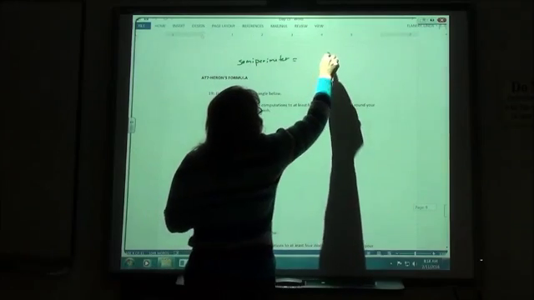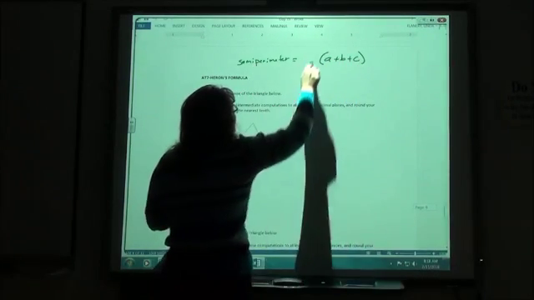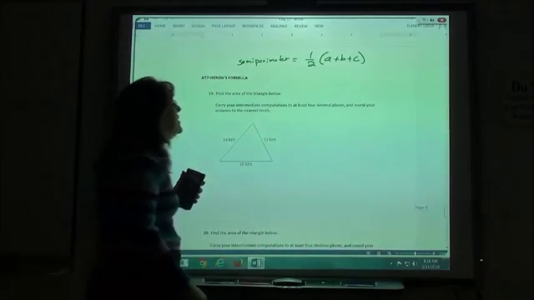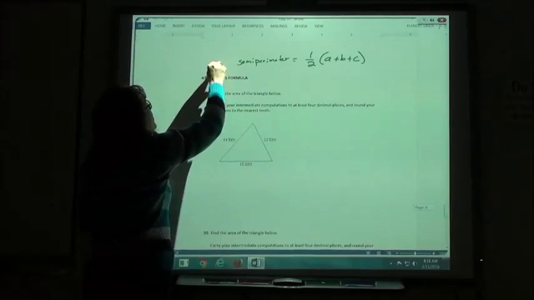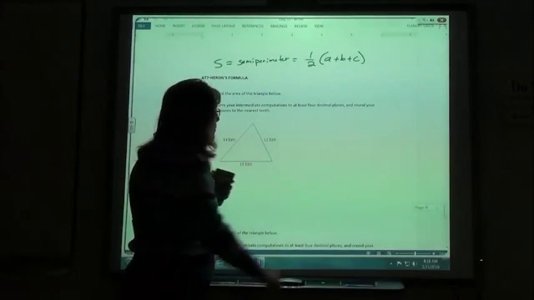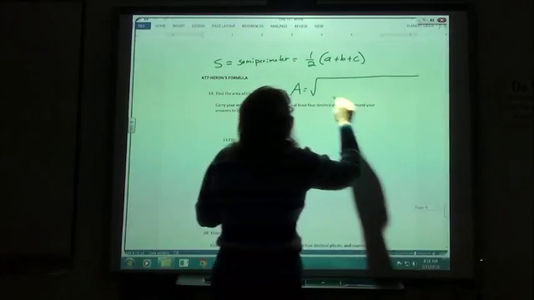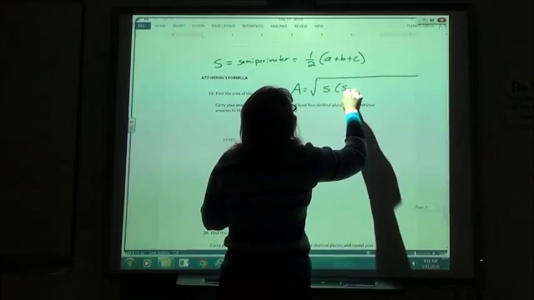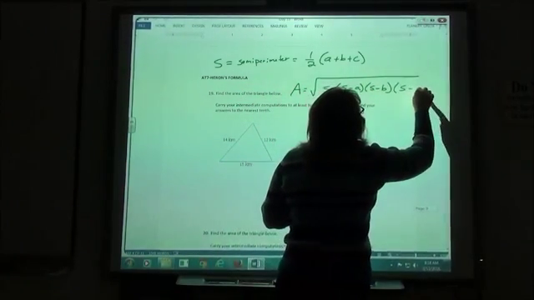Well, to find the perimeter, you just take A plus B plus C. Semi means half. And so for the semi-perimeter, we're going to do half of A plus B plus C. They're going to call that S. Then they're going to use the formula that in order to find the area of my triangle, I'm going to do the square root of S times S minus A times S minus B times S minus C.